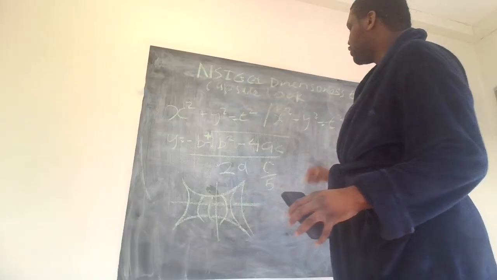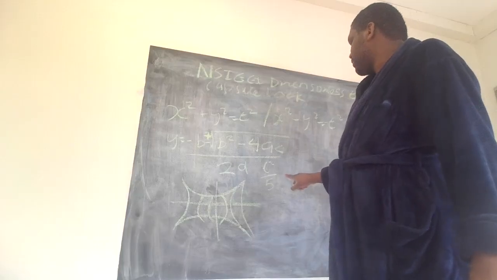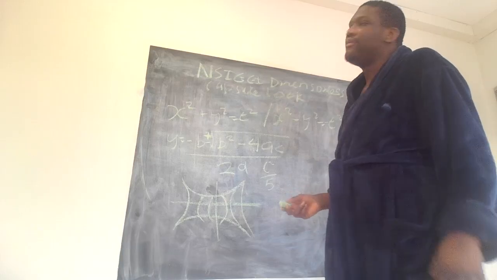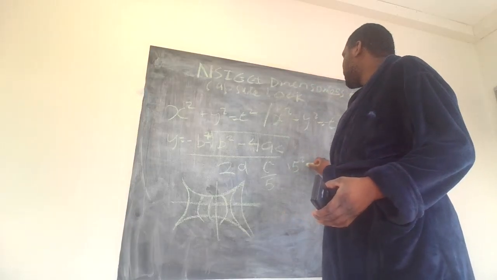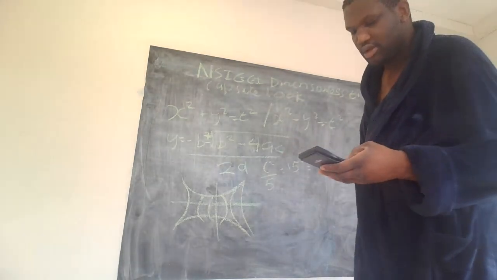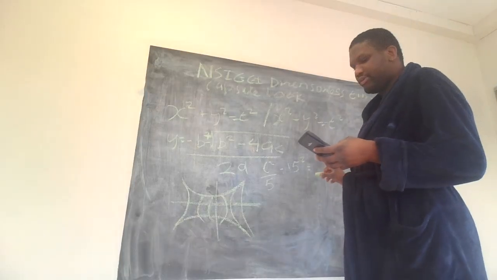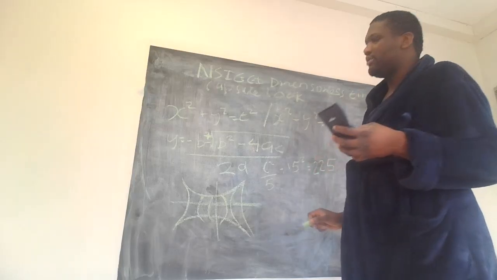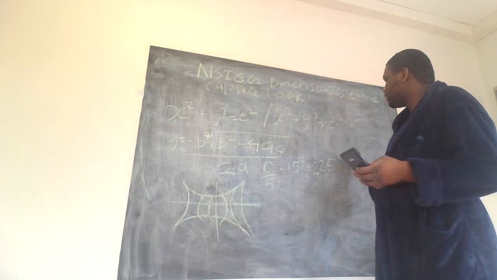So I want to say 5. So we've got 5 divided by, let's say it happens in 15 minutes. So t equals 15. T squared equals 15 squared. 15 times 15 will be 225.